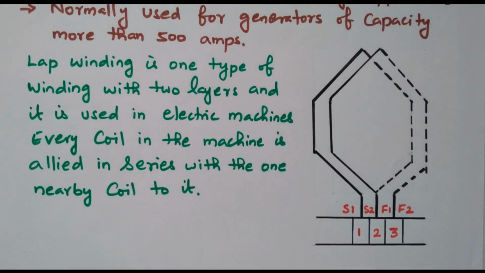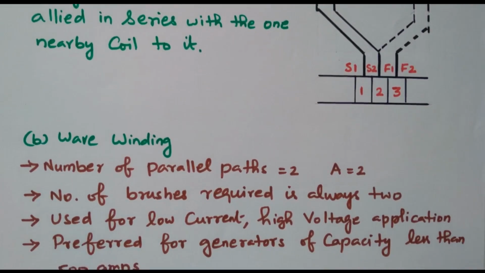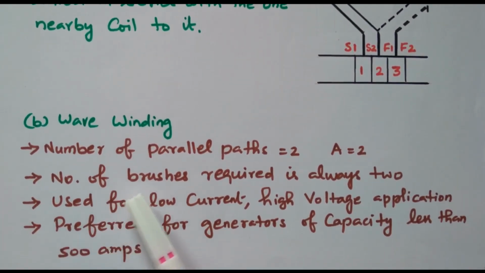We have one more winding, wave winding. So another type of winding is wave winding. Here the number of parallel paths equals 2, irrespective of the number of poles. So only 2 parallel paths are available, right? Start from one point, it will complete all the poles. The number of brushes required is always only 2. Used for low current, high voltage applications. Preferred for generators of capacity less than 500 amperes. So the previous one, lap winding, is used for more than 500 amperes. This one is used for less than 500 amperes.